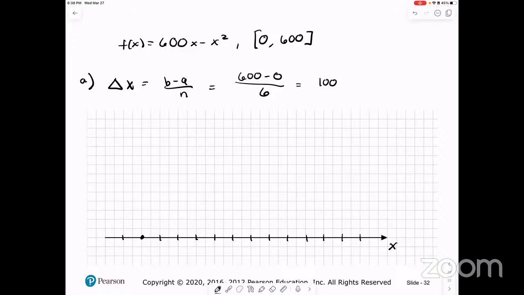When x is 0, we're at 0. If we did negative b over 2a, we can use some calculus to jump straight to the vertex. Honestly, from college algebra, the vertex formula is negative b over 2a. So we would say negative 600 divided by negative 2. So it seems like the vertex occurs when x is 300.